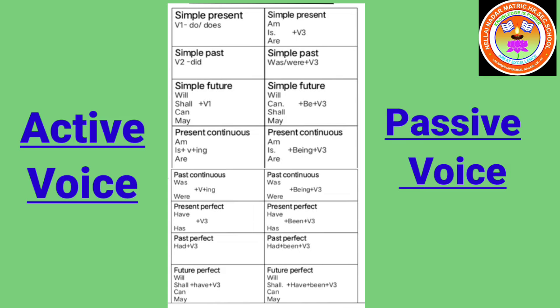Then the third, simple future. Will, shall, can, may plus V1. That is called simple future. There is no be form for the future tense, so we have to add be. Will, shall, can, may plus be plus the V1 will be changed into V3 in the passive voice verb form.